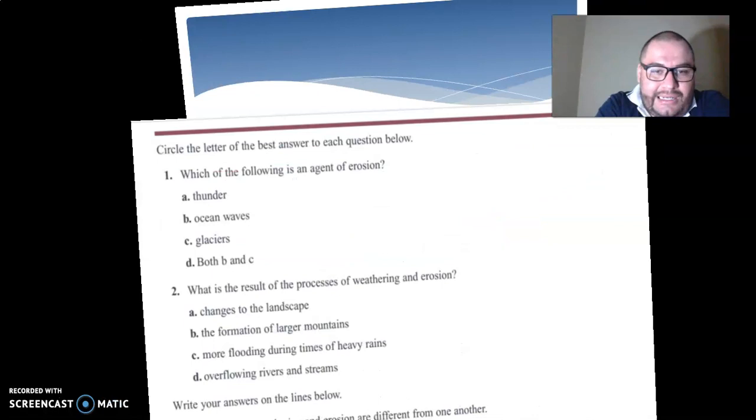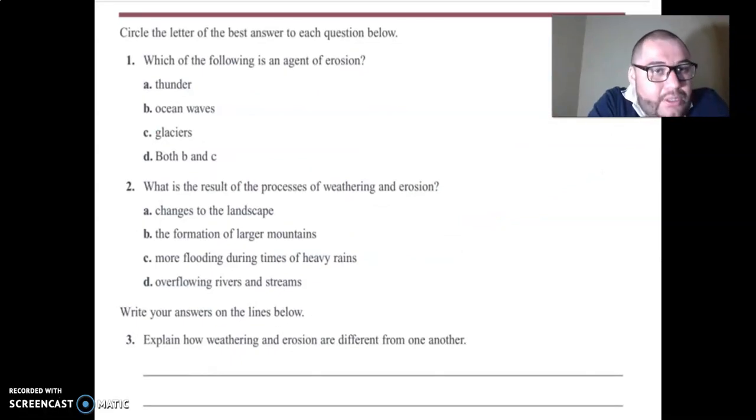The classwork, okay? Circle the letter of the best answer to each question below. Which of the following is an agent of erosion? A, thunder; B, ocean waves; C, glaciers; D, both B and C. Chicos, you can print this page if you want to make it easier for you, okay? If not, you have to copy.